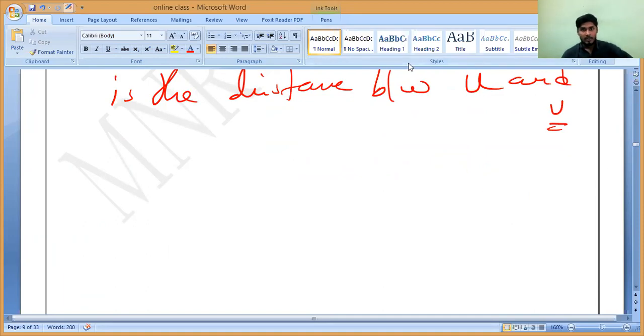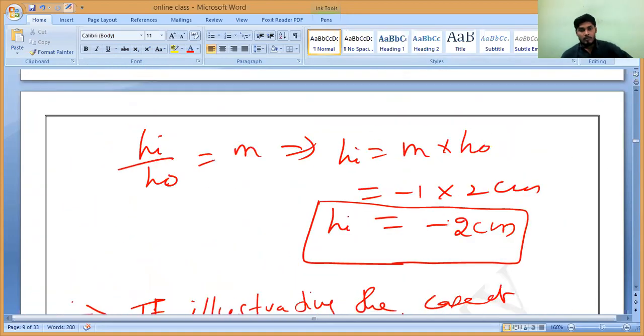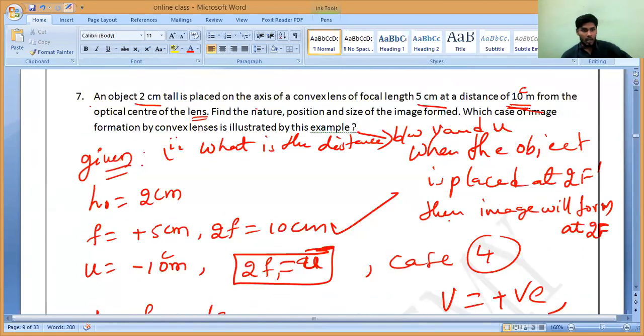Is it okay? You have to solve it. That is what I want. You add this question also: what is the distance between image and object? Clear? Any doubt, you can ask.